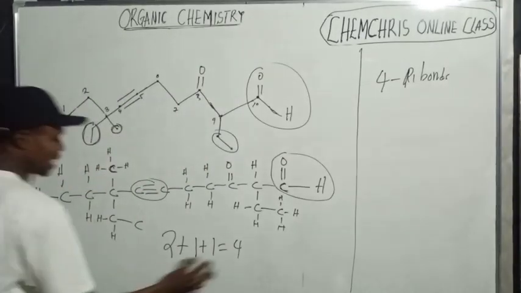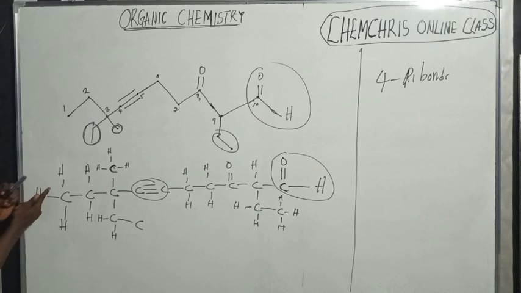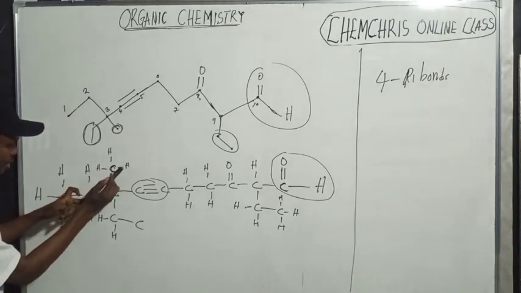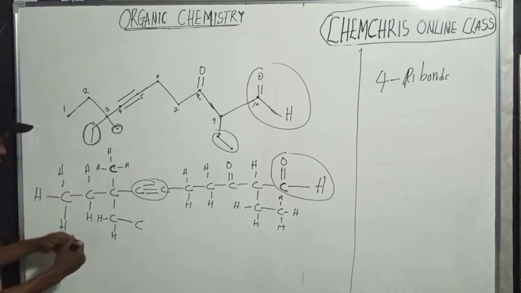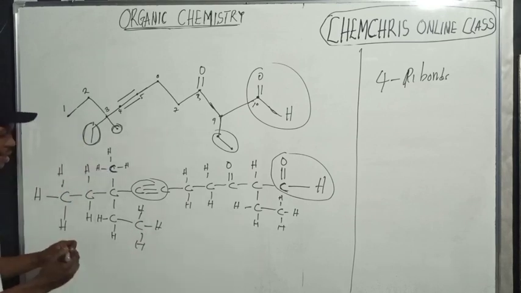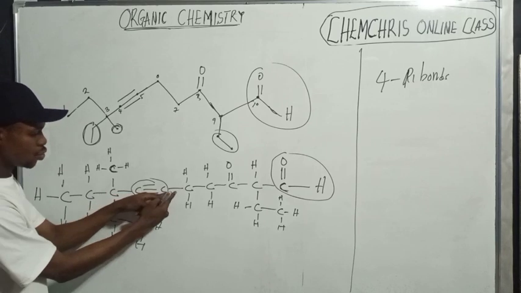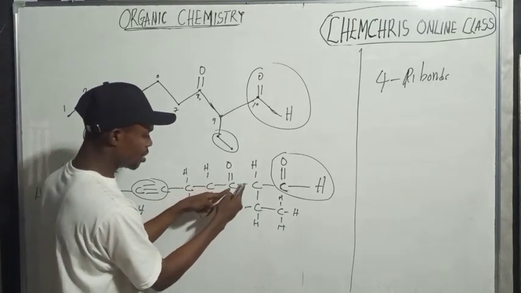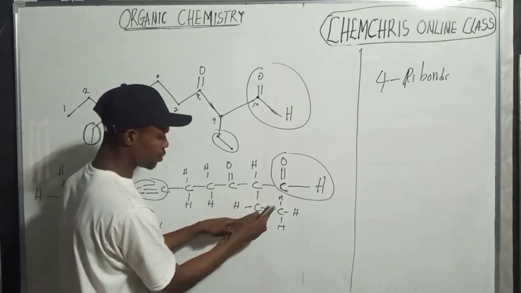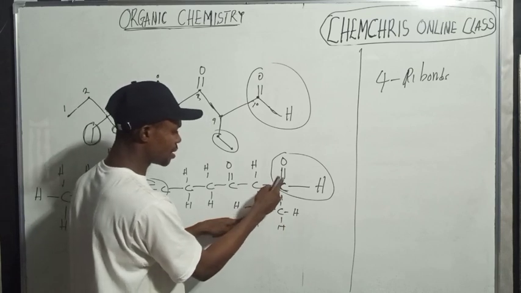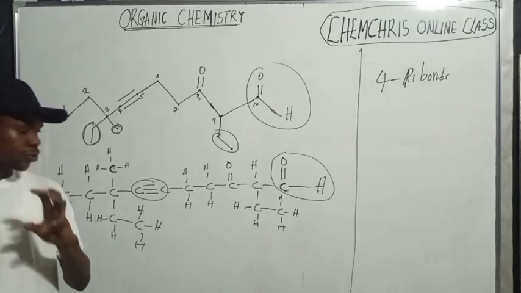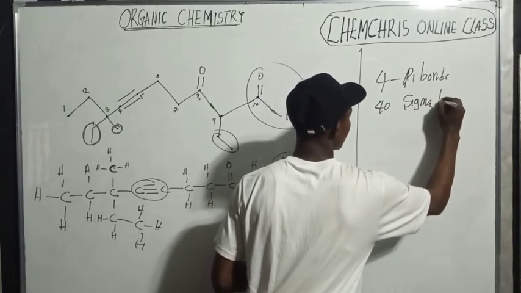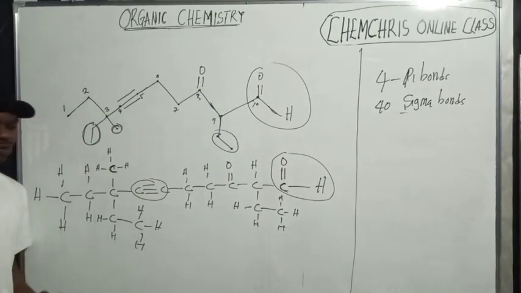Although it's going to take us time, let's take it step by step. How do you calculate the numbers of sigma bonds? We're going to start from here. 1, 2, 3, 4, 5, 6, 7, 8, 9, 10, 11, 12, 13, 14, 15, 16, 17, 18, then 19, 20, 21, 22, 23, 24, 25, 26, 27, 28, 29, 30, 31, 32, 33, 34, 35, 36, 37, 38, 39, 40. Here we have 40 sigma bonds. Do you understand now?